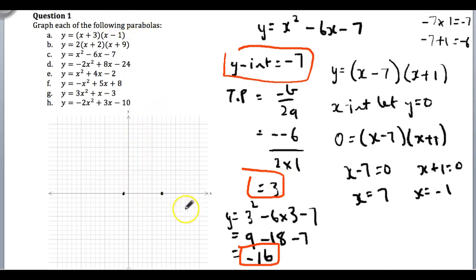Y-intercept is at -7. And then our turning point is at 3, -16. So let's just find 3, and 16 is just going to be down here a little bit. Okay, I haven't labelled it because sometimes I feel like I draw over my labels. So I'm just going to join the dots.